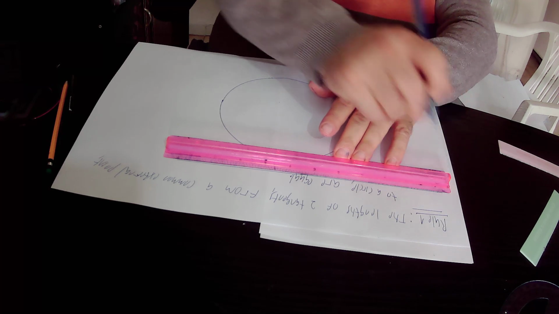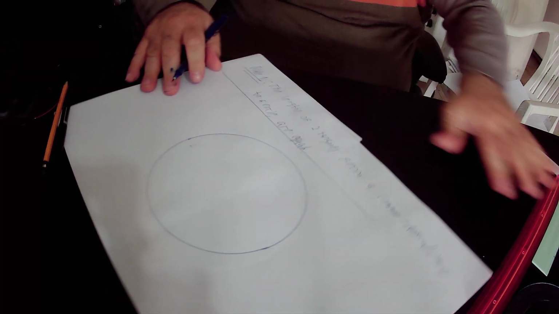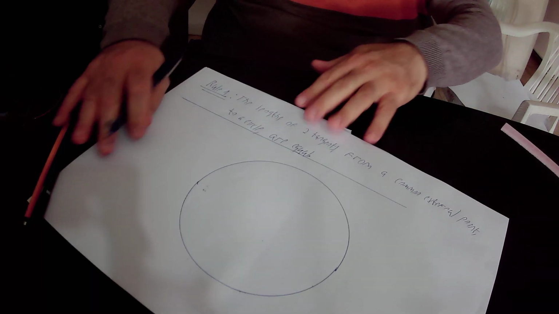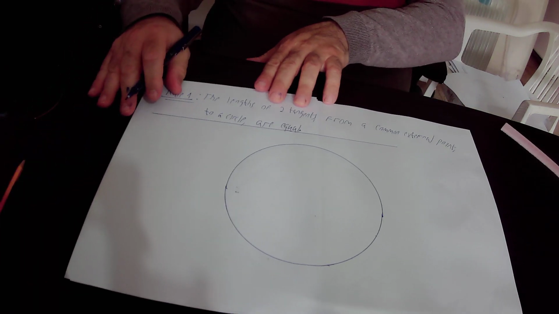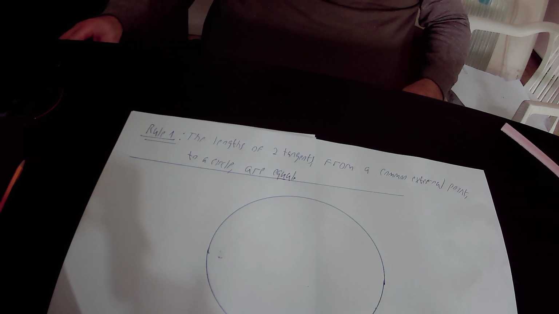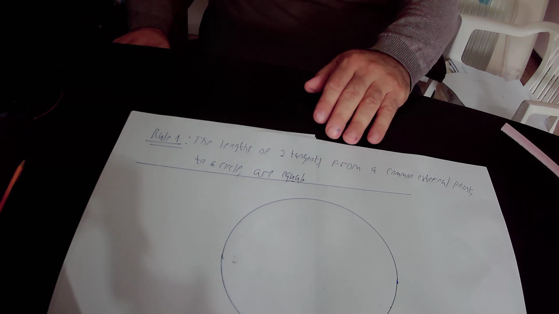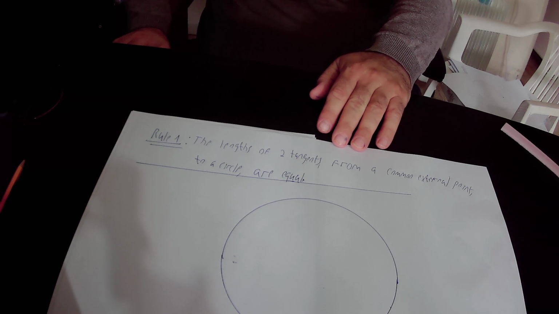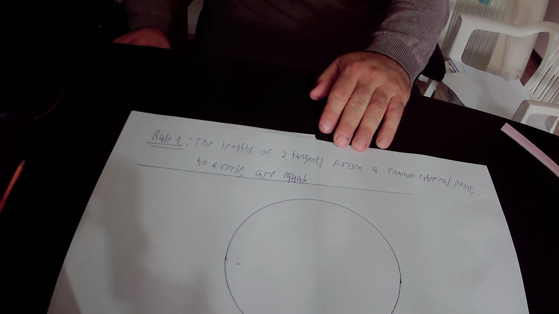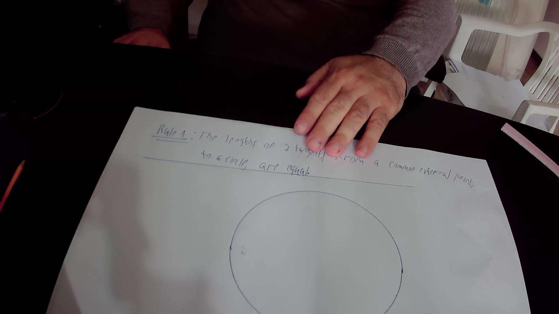So I'll read the rule again. According to rule number 1, the lengths of two tangents from a common external point to a circle are equal. So what is the meaning of this rule?